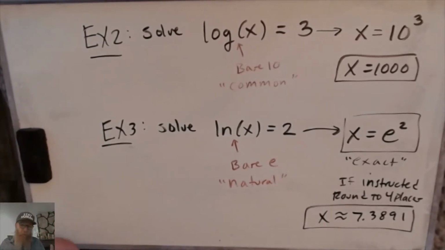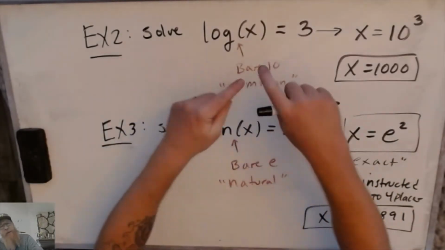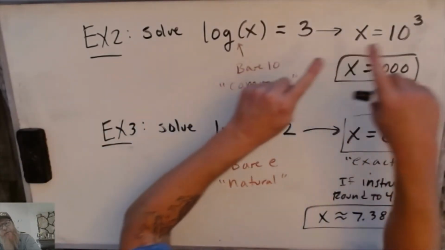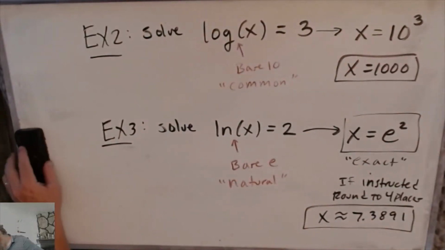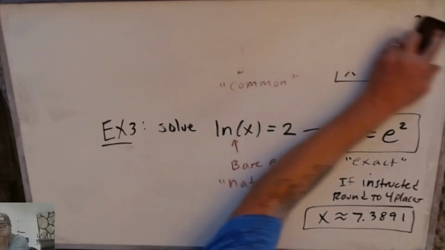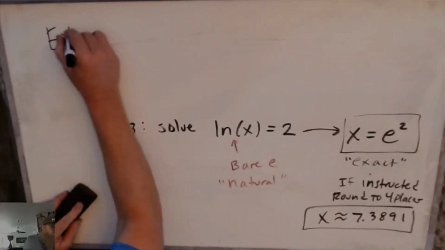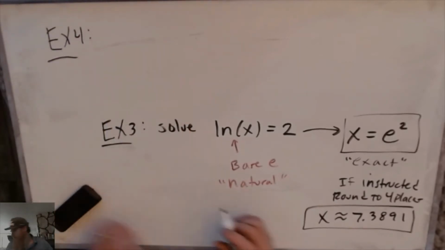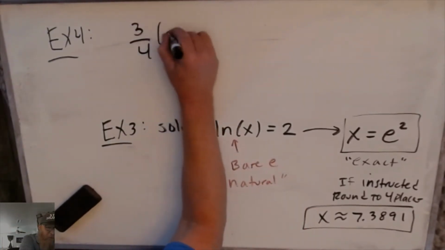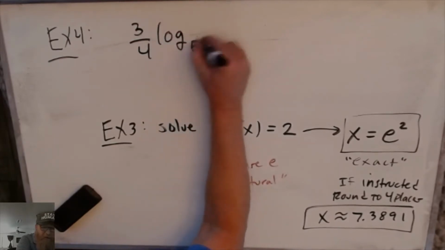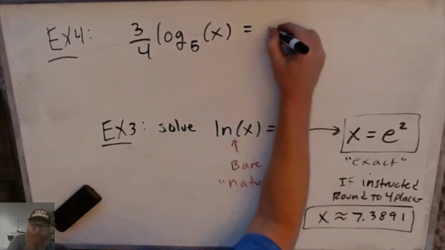All right, those were the warm-up problems. That's just to get you used to going from a logarithm, identify what base you're using, and then turn it into an exponential in order to solve it. They're going to get a little bit worse as we go along, or a little bit better, depending on how you're looking at life. All right, let's try another one. 3/4 log base 5 of x is equal to -2.